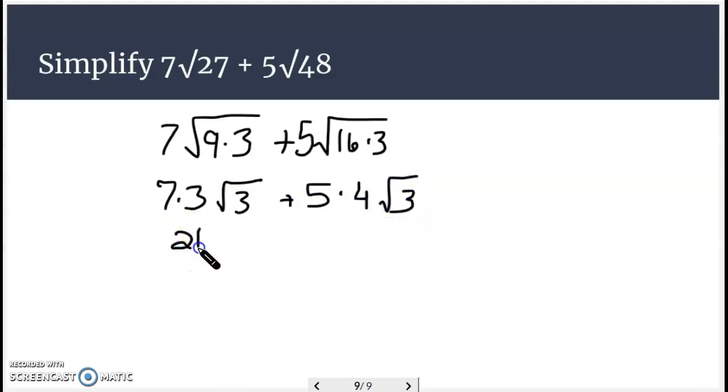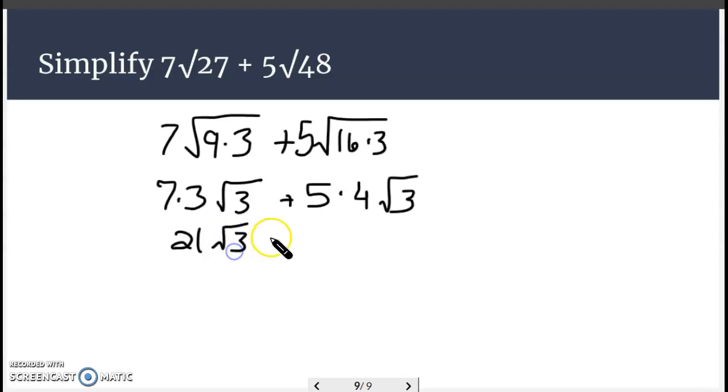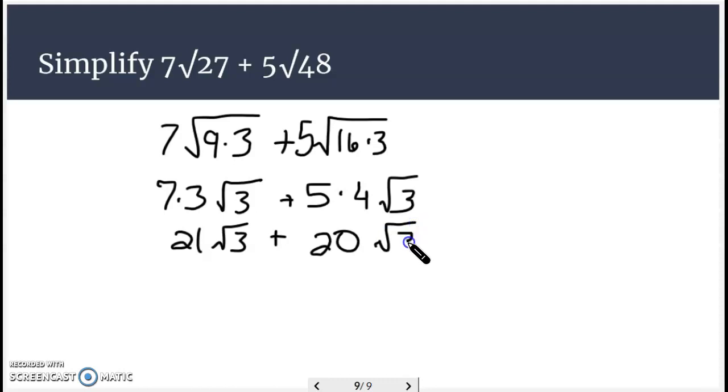7 times 3 is 21. 5 times 4 is 20. 21 plus 20 is 41. 41 square root of 3 is the simplified answer.